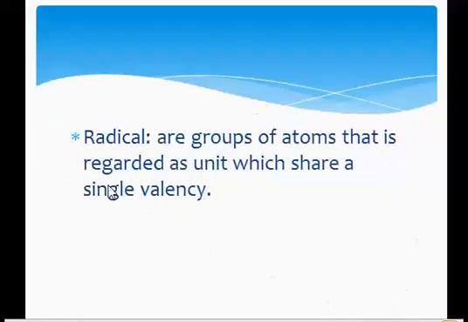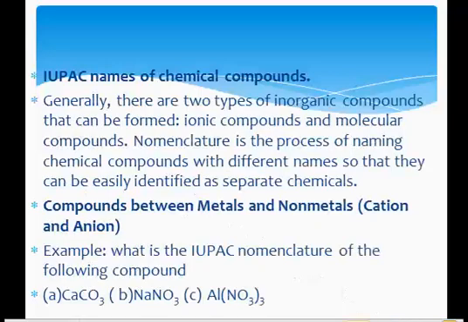So we can proceed. Now we'll talk about radicals. A radical is a group of atoms that is regarded as a unit. So a radical is made up of more than one atom, but they are considered as a unit, as just one entity, and that's why they are called radicals. They share a single valency. So the valency of the radical is shared by all the elements of the radical. Let's look at a typical example.